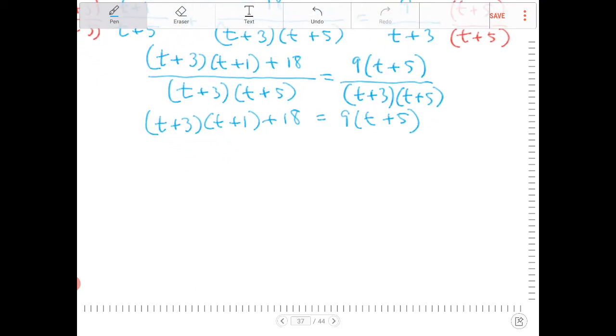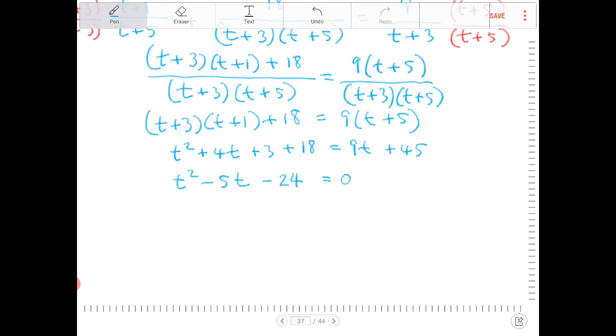I will now FOIL the left-hand side and distribute the right-hand side. So I have t squared plus 4t plus 3 plus 18 is equal to 9t plus 45. I will now try to combine like terms. Subtract both sides by 9t. I end up with t squared minus 5t. Subtract both sides by 45. I will end up with minus 24 is equal to 0.